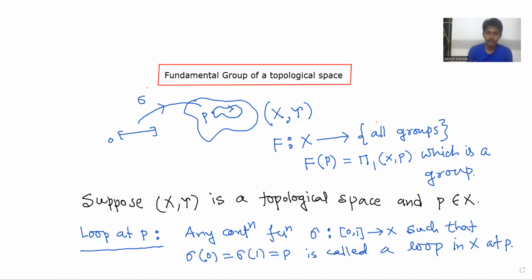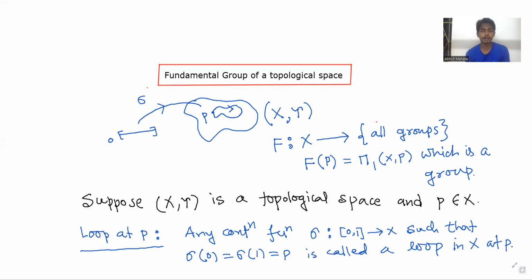Now, how many loops are there at point P? There are infinitely many loops, right? So now we will use those loops to construct a group at the point P. This is not an easy one, because if you consider all the loops, then on the collection of all loops we have to define a binary operation under which it will be a group. So how to proceed?